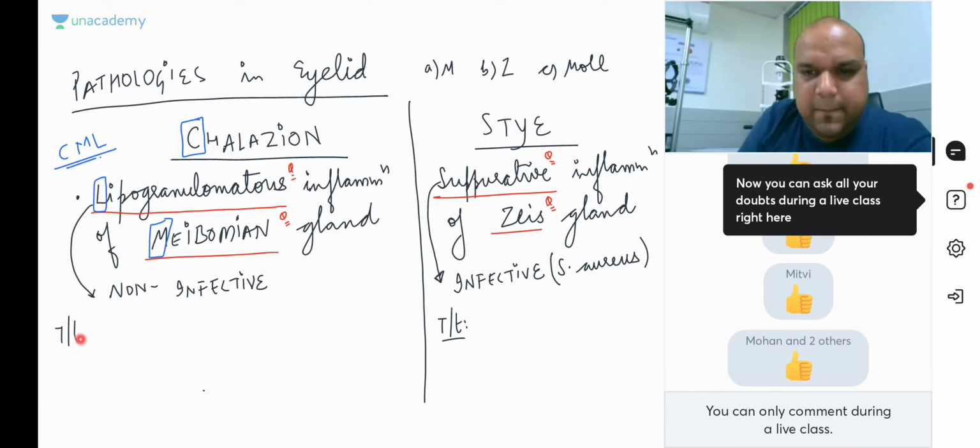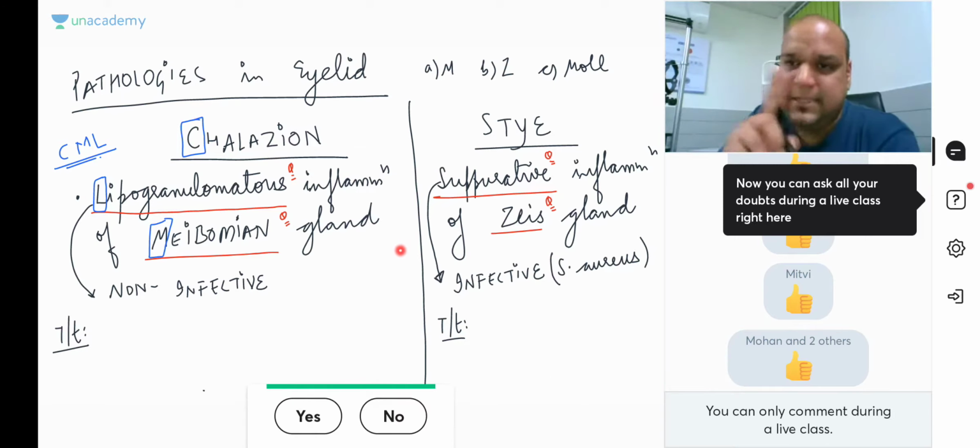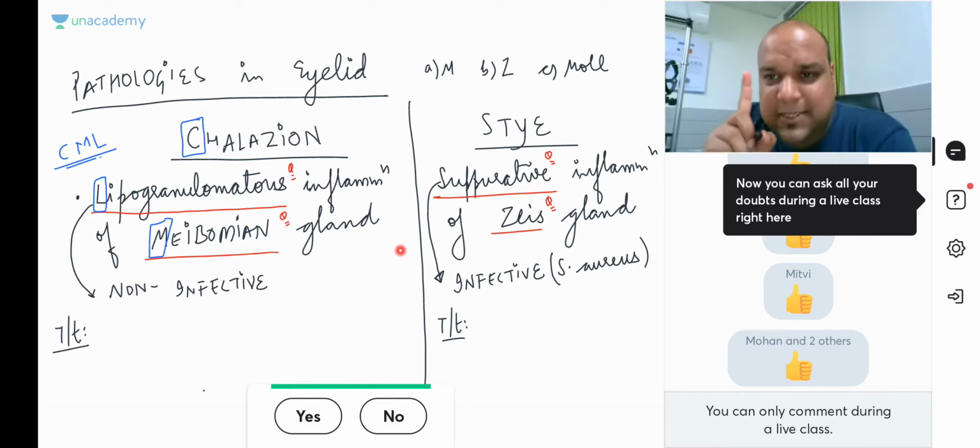Everybody whose chat box typing is enabled, can you tell me what is the treatment of sty? It is an infective condition. I told you the bacteria also. What should be the first treatment you should give? Would you give antibiotics as the first treatment? Yes or no? Infective condition, Staphylococcus aureus.